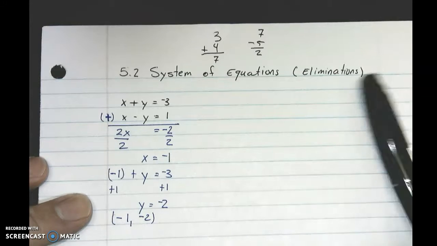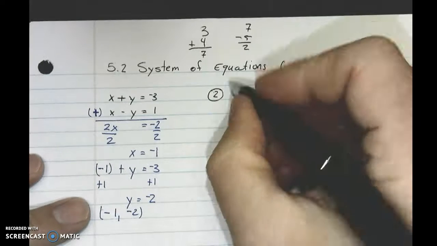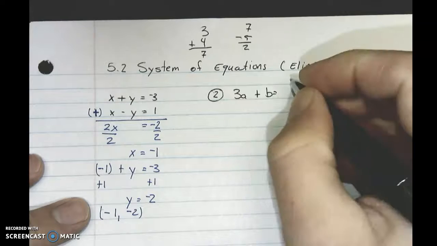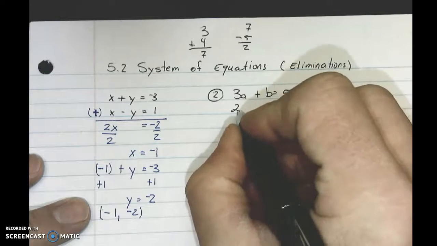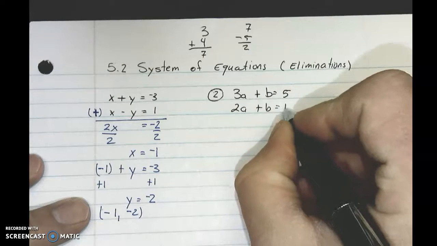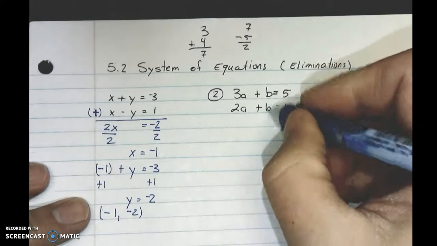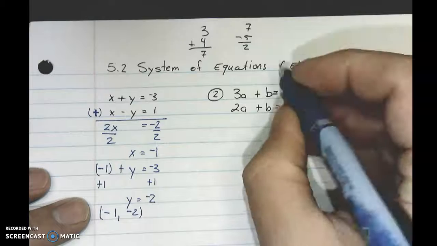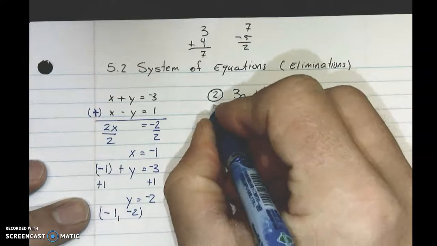Okay? All right. So then let's just do a second example. So we got 3a plus b is equal to 5, and then I have 2a plus b is equal to 10. So kind of the same thing here. I see that these two are not the same, but I see that the b's are the same. But this time they're both positive. So I'm going to do my subtraction.